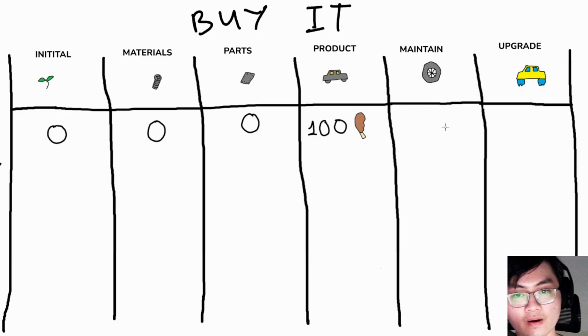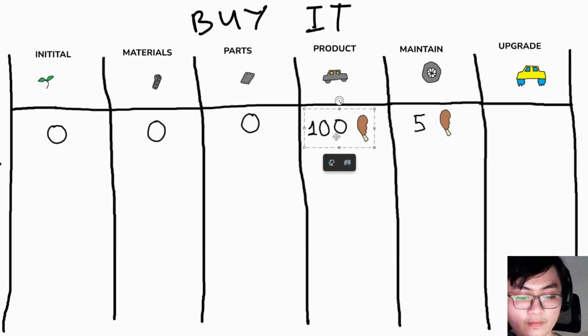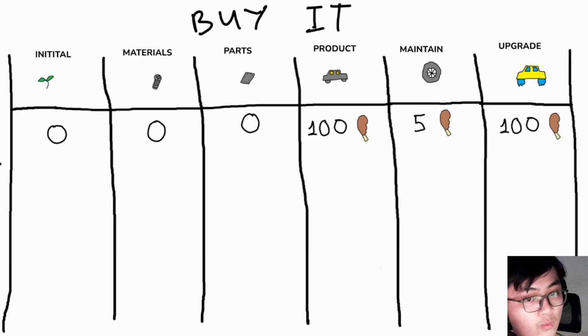And next is the maintenance. I think some companies nowadays will make us buy from them even after we buy the product. So the maintenance will cost 5 chicken legs. So this is the cost over time. And for the upgrade, since we buy the whole product, we will need to buy a new product for the upgrade. So it will cost 100 chicken legs.